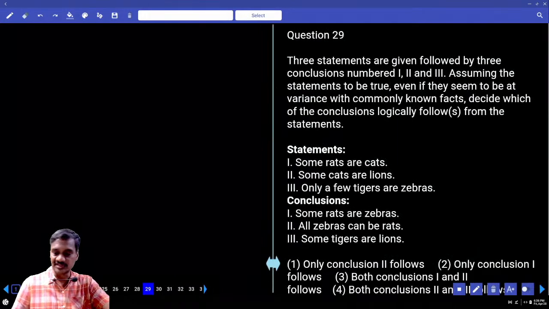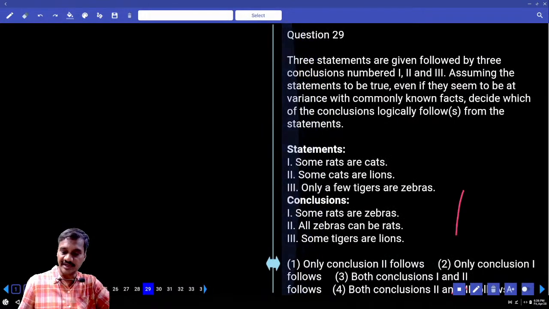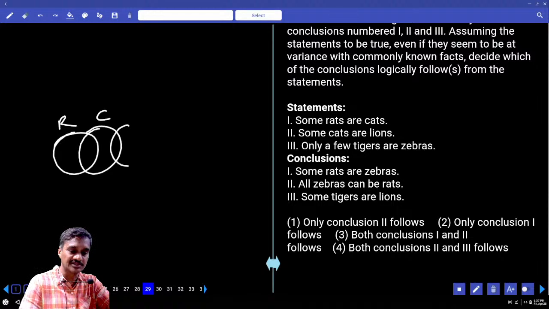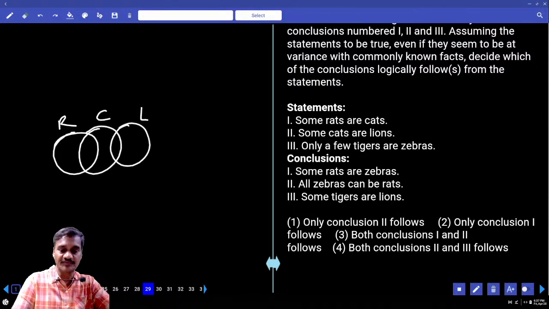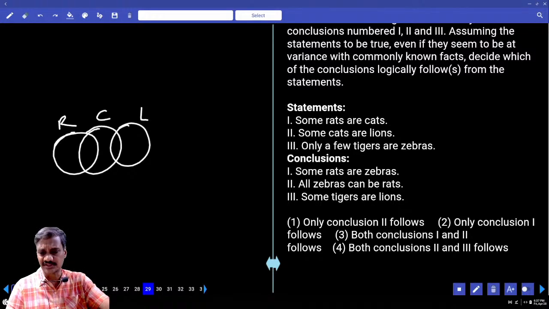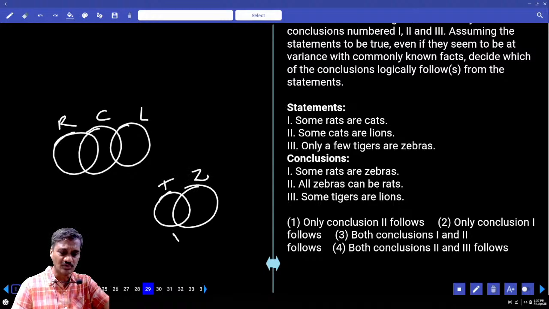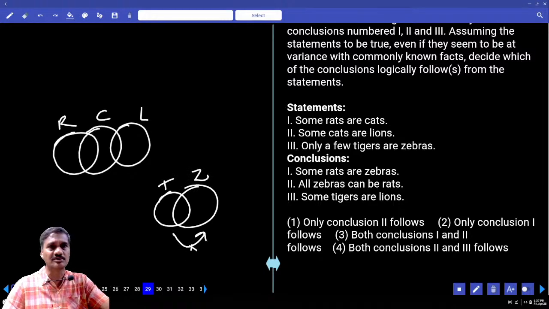Then the 29th one. Some rats are cats, so there is an intersection between rat and cat. Some cats are lions, and only a few tigers are zebras. Only some tigers are zebras, but not all.